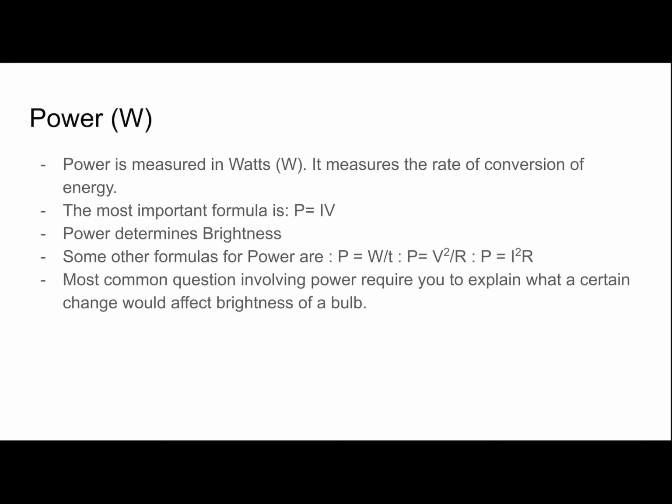Most common questions involving power in the exam will require you to explain what effect a certain change would have on the brightness of a bulb. For example, an NCEA type of question would be like: if I removed this resistor, how would this resistor's power be affected? If I did this, how would the power be affected?